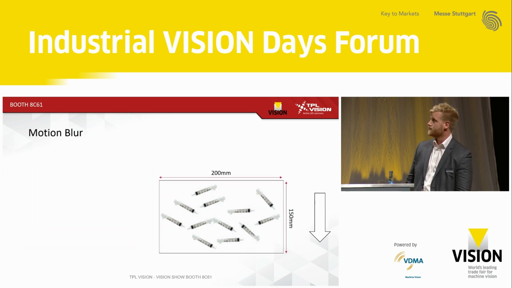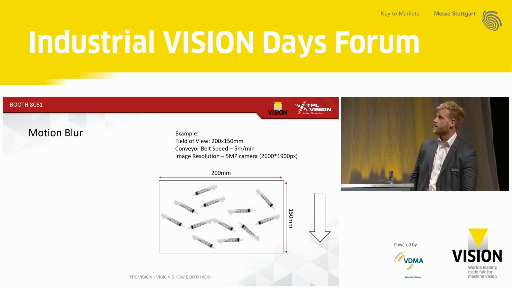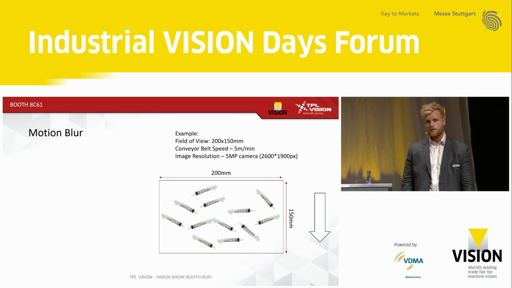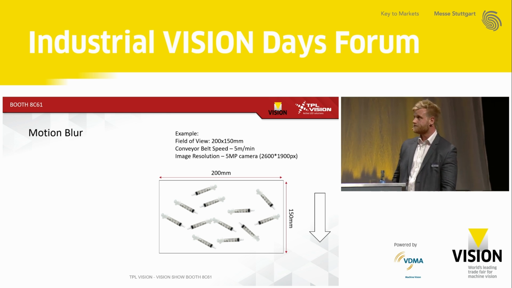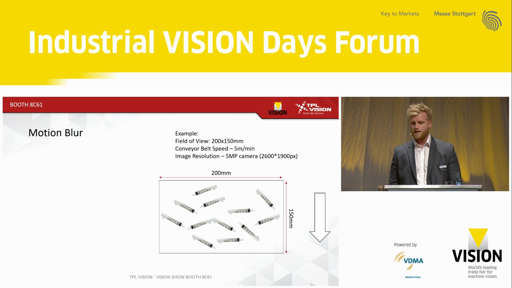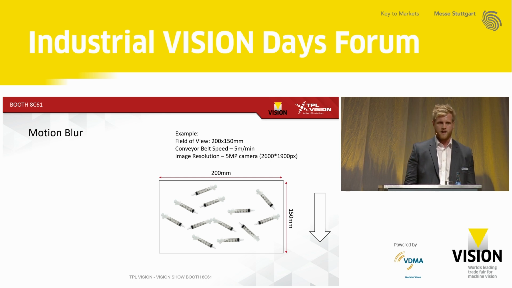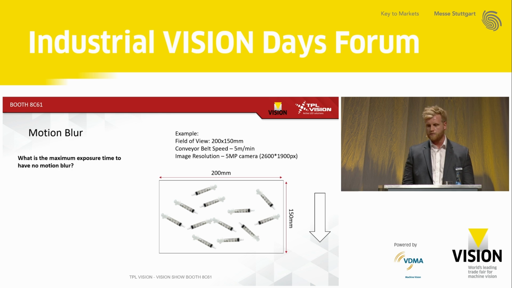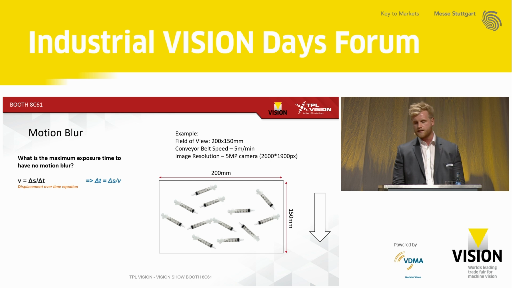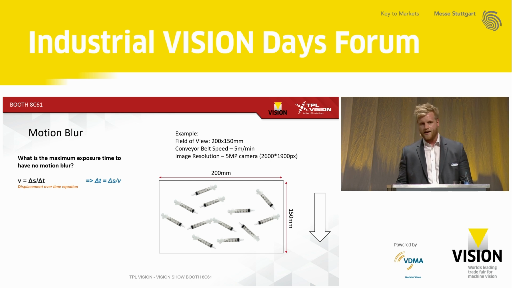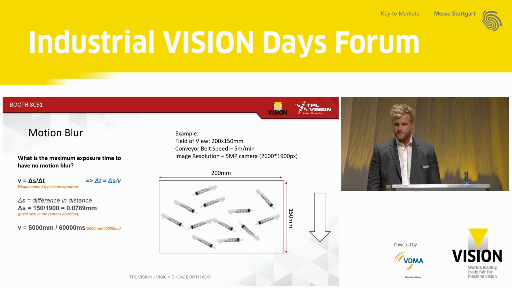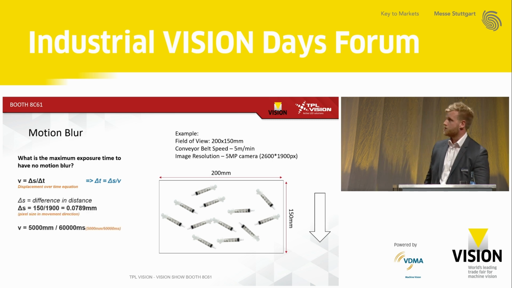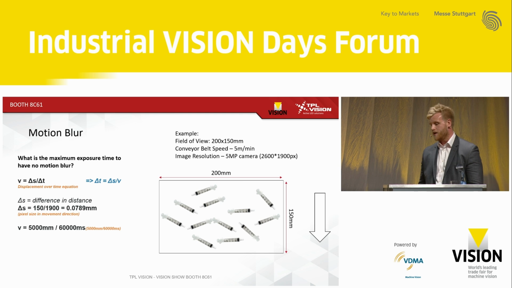Now, take an example with a field of view of 200 by 150 millimeters, a conveyor belt speed of 5 meters per minute, and an image resolution of 5 megapixels. You can actually work out your exposure time requirements from this using a really simple high school equation of displacement over time, as long as you make sure your units are right.